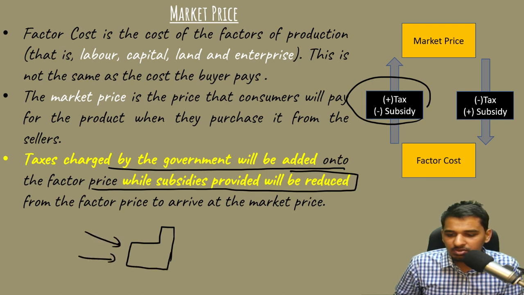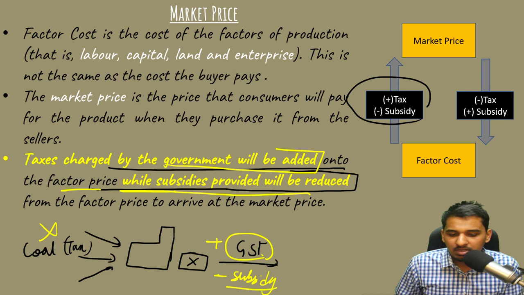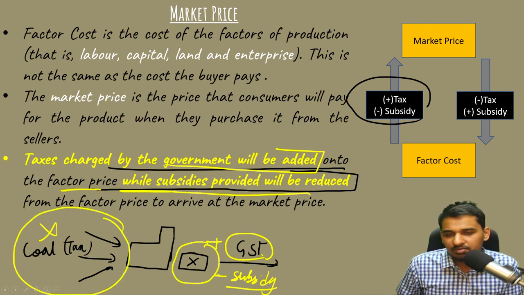So if these goods are coming to the factory, say this coal is coming with some tax, it is not talking about this tax. The final goods, suppose this is your machine X that you have produced, after this GST will be there. So this tax or subsidy is what it is talking about. Taxes charged by the government will be added onto factor price, while subsidies provided will be reduced. So this tax will be added, and any subsidy will be subtracted, subsidy for the goods that you have produced, not the goods which you are purchasing for making this product.